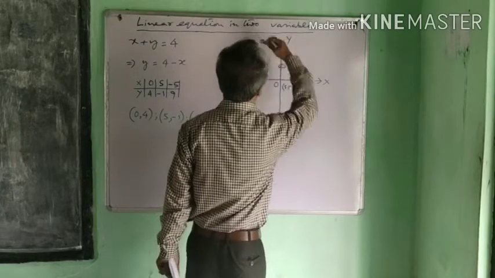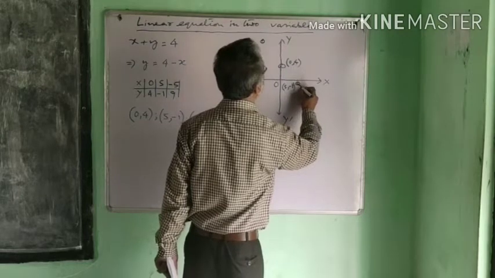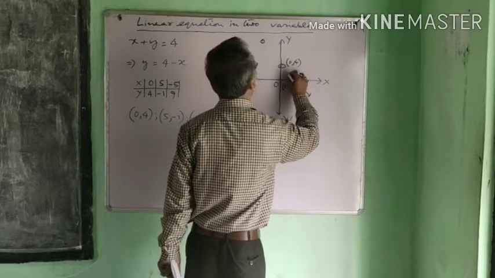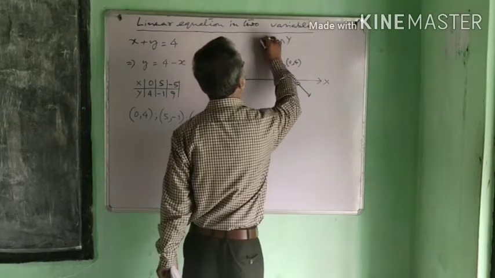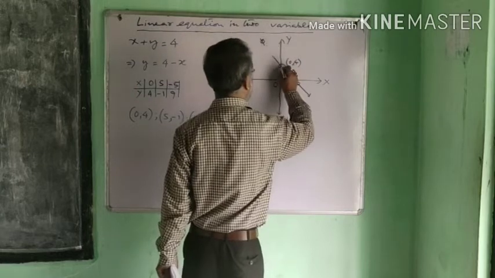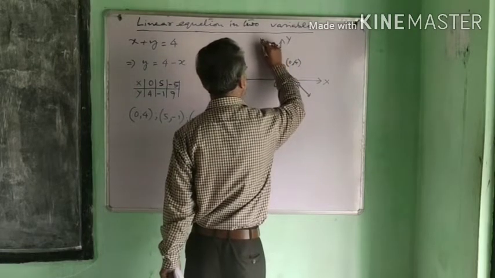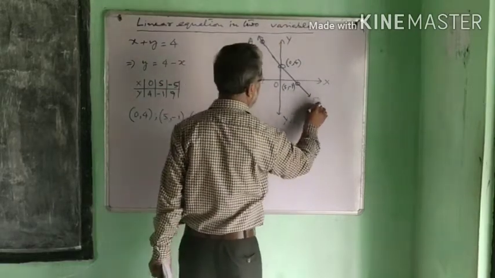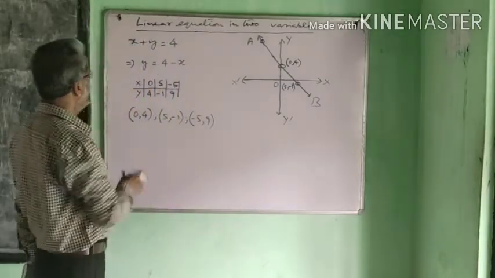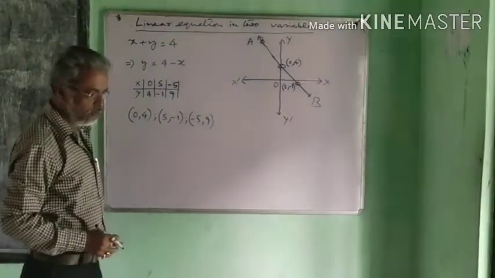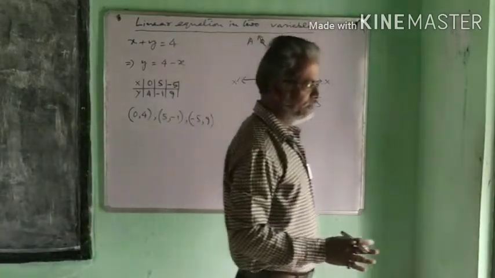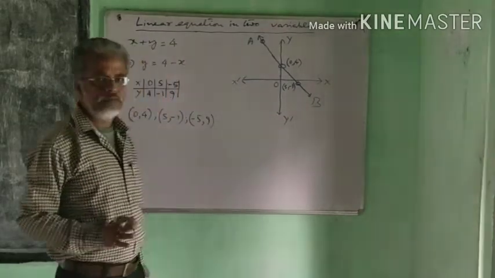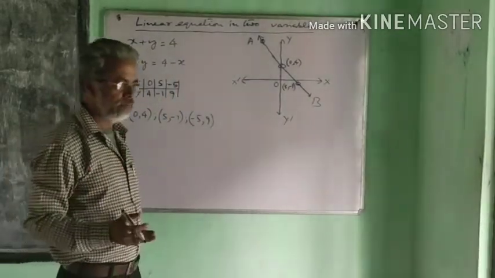If we join these 3 points, we get a straight line. Join the points by a ruler. Using a ruler, you can join the points and you will get a straight line. This straight line is say AB, which is the required graph of the given equation x plus y is equal to 4. In this manner, any linear equation in 2 variables can be solved and the graph may be drawn.